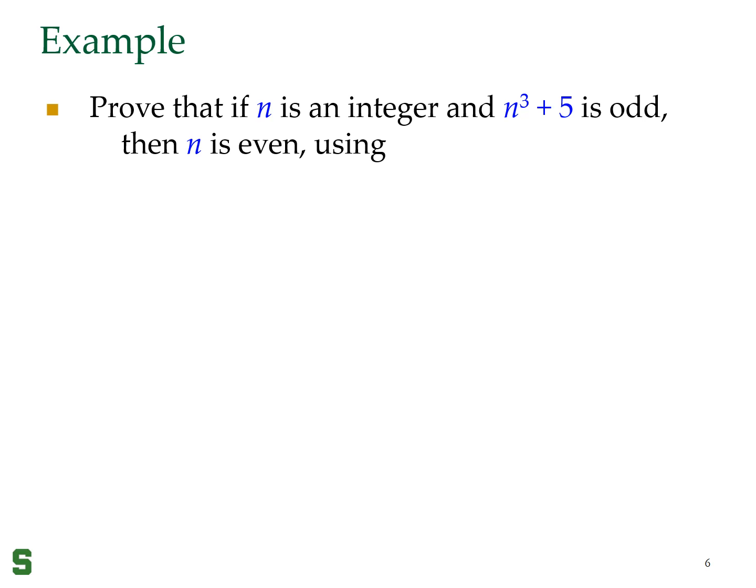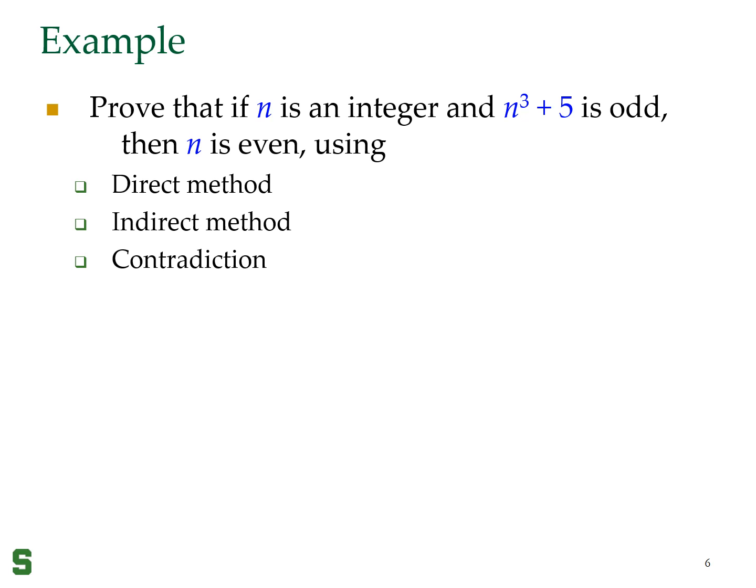Let's look at one more example. Here we are given n as an integer, and we have to show that if n cube plus 5 is odd, then n is even. And we want to show this using the direct method as well as the indirect method and by proof by contradiction.